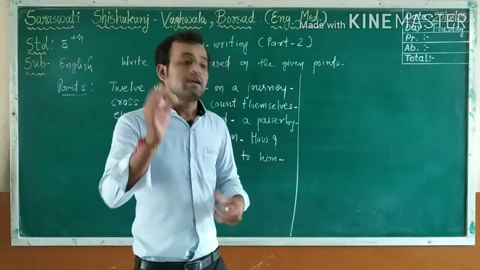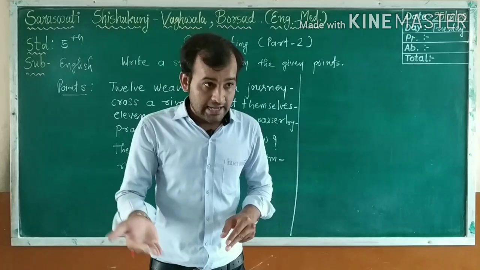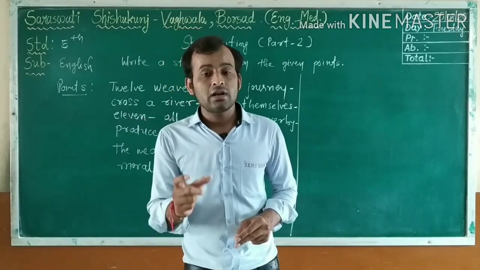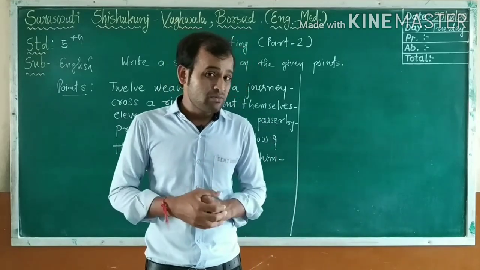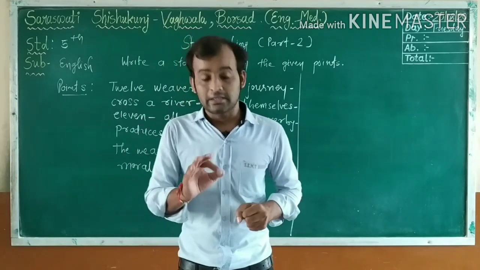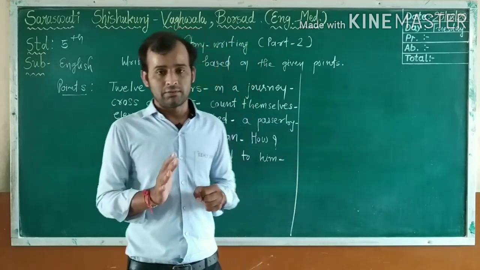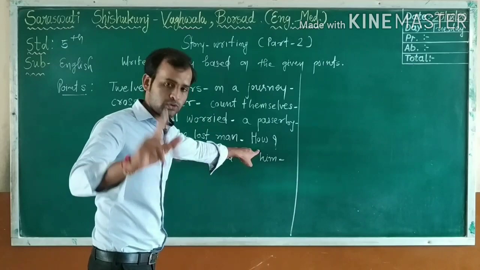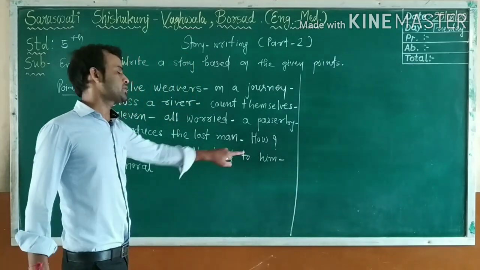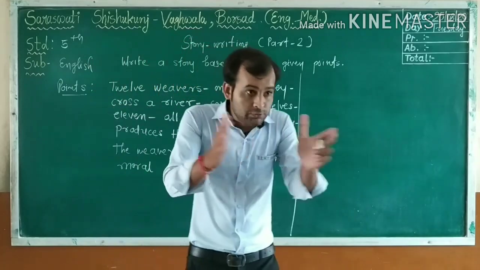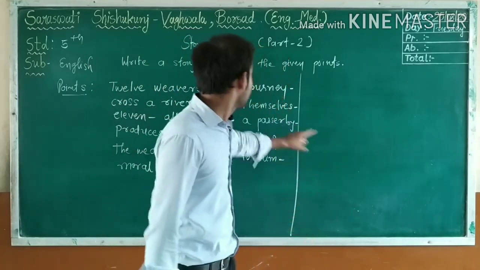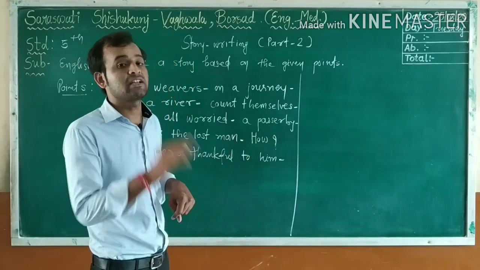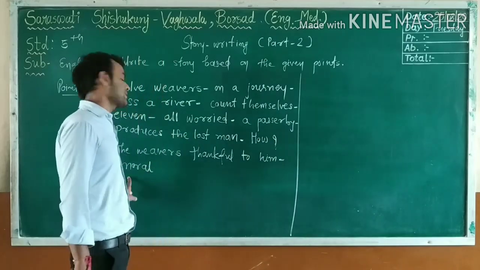They counted only 11, but in reality they were 12 people, 12 leaders. So the passerby helped the lost man. How? Let's see through the story. The weavers were thankful to him. All the 12 weavers thanked the passerby, for what? For helping them to find the lost man. And what is the moral of the story?